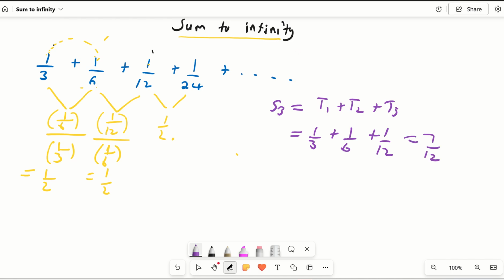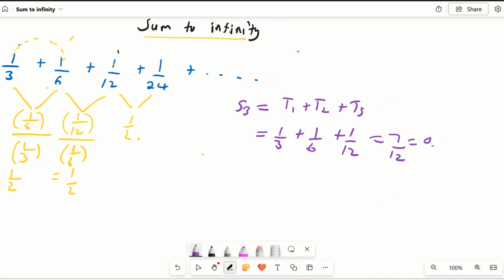7 over 12. Okay, let's express it as a decimal to 4 decimal places. 0.5833. The 3 keeps on recurring. That's the answer we get, right?